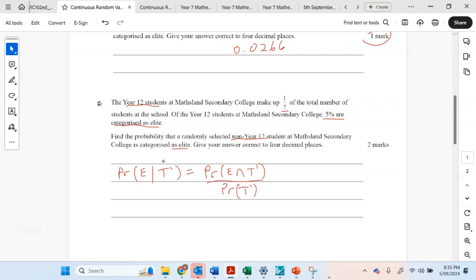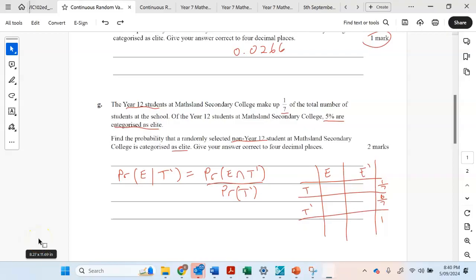All right, and you're like, well, how do I know what that is? All right, so let's do our two-way table. It doesn't matter which way you do it, so we've got elite, not elite, Year 12, not Year 12. All right. Now, all our probabilities add to 1. Let's put some information in. So the Year 12 students make up 1/7. So we're going to have 1/7 over here. So that means 6/7 are not Year 12.